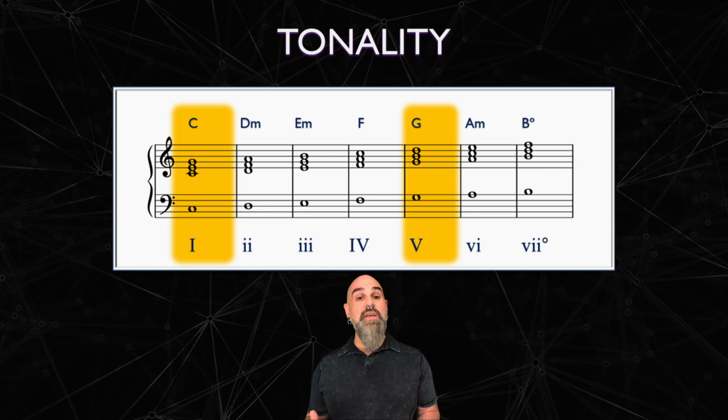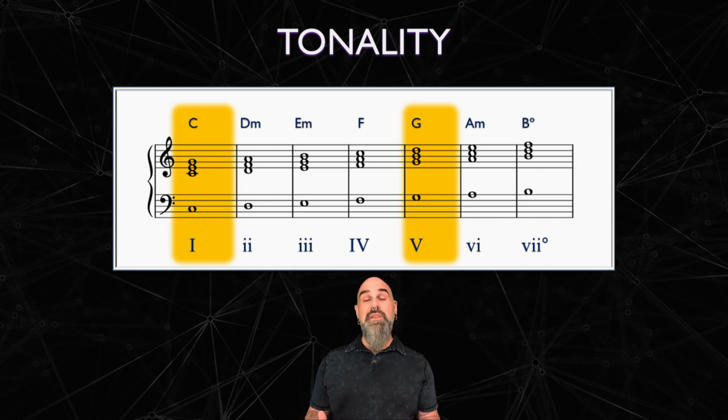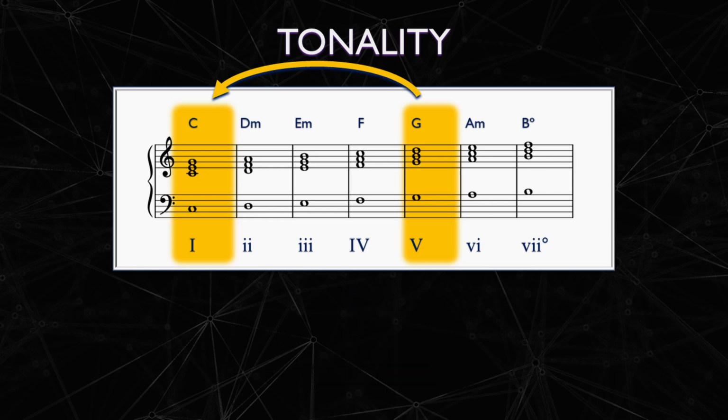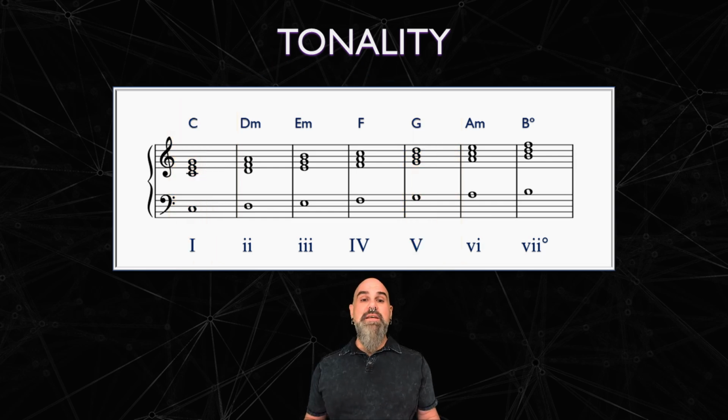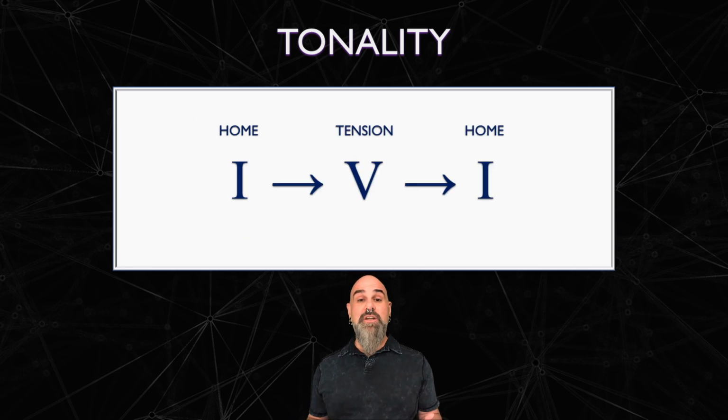The 5 chord is the ultimate point of departure, creating tension that pulls us back home to 1. Tonality is built on this central idea, moving from home to tension and back home again. In fact, entire stretches of music are written using only these 2 chords.